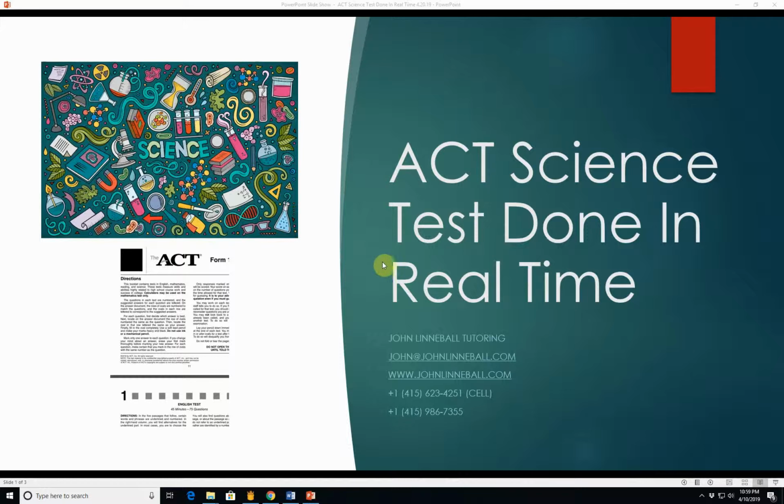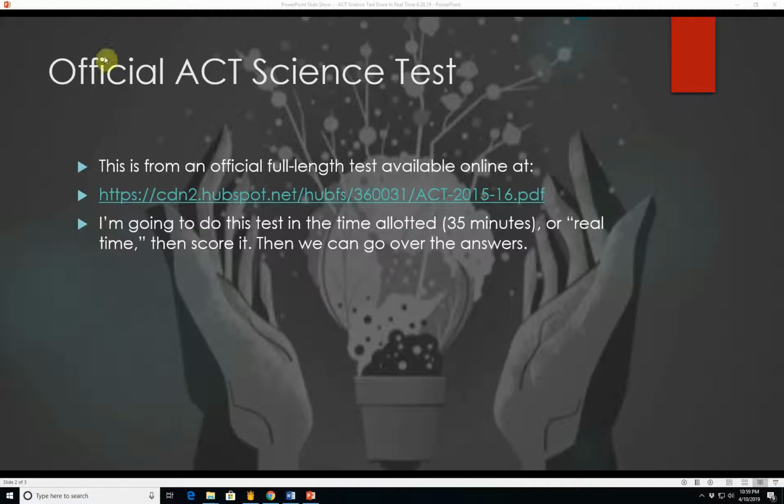This is John Lindenball, and this is the ACT Science Test done in real time. This is from an official ACT Science Test, available online at this URL here. It is from an older Preparing for the ACT announcement. I'm going to do this test in the time allotted, 35 minutes, in real time, then score it. Then we can go over the answers.